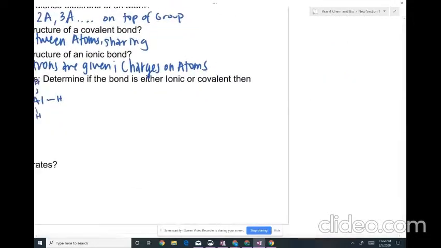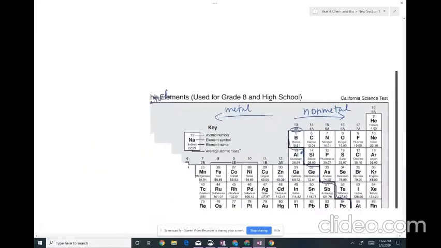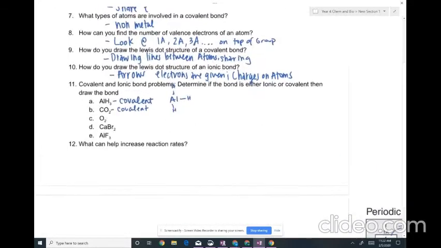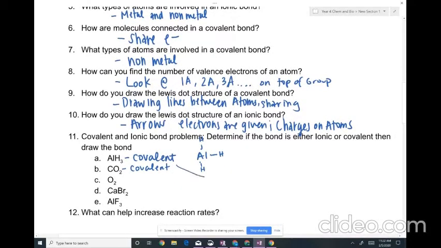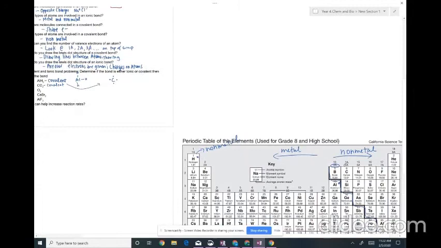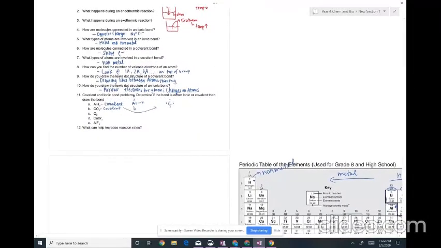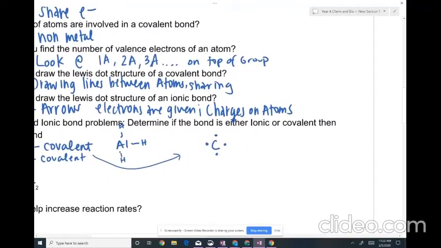It is covalent because if I look on here, carbon and oxygen are both on the nonmetal side, so I know that this one is going to be covalent. For CO2, I start with my carbon that has 4 valence electrons, and again, I get my 4 valence electrons from this 4A right there. My oxygen has 6 valence electrons. So I'm going to draw my carbon, and I'm going to draw my 2 oxygens.